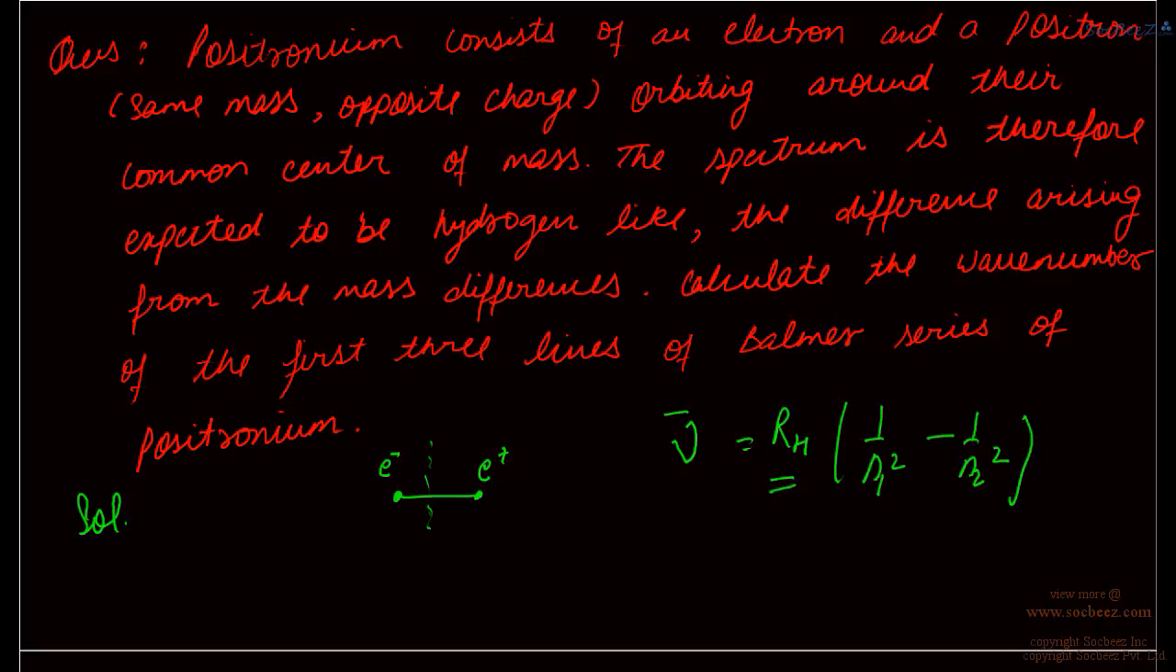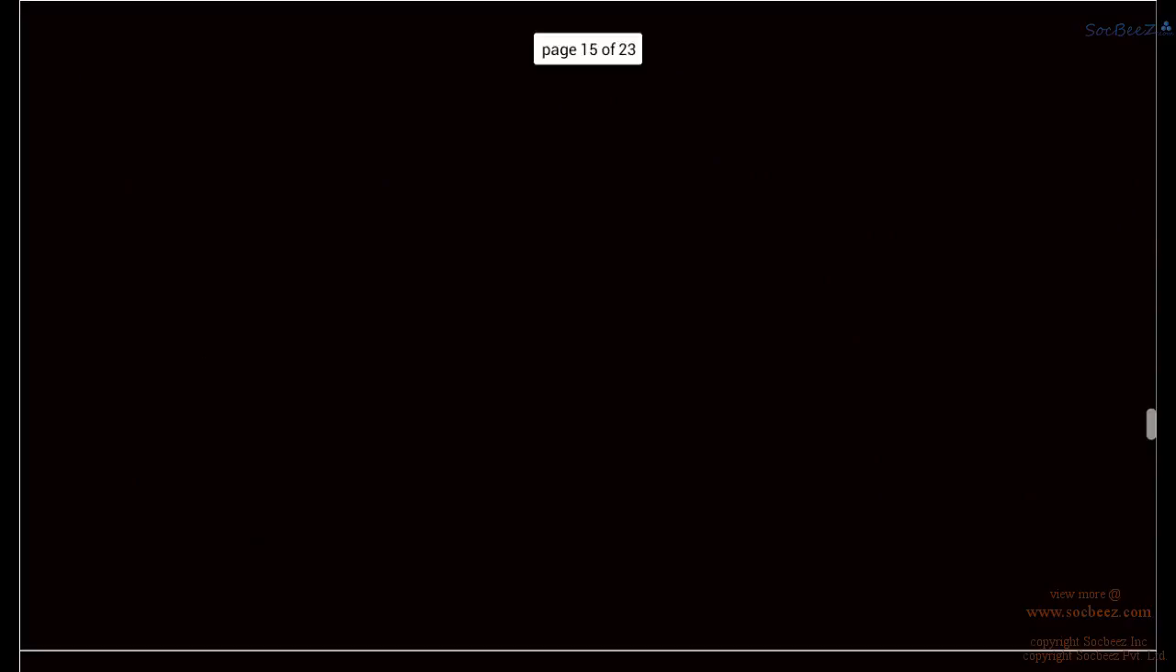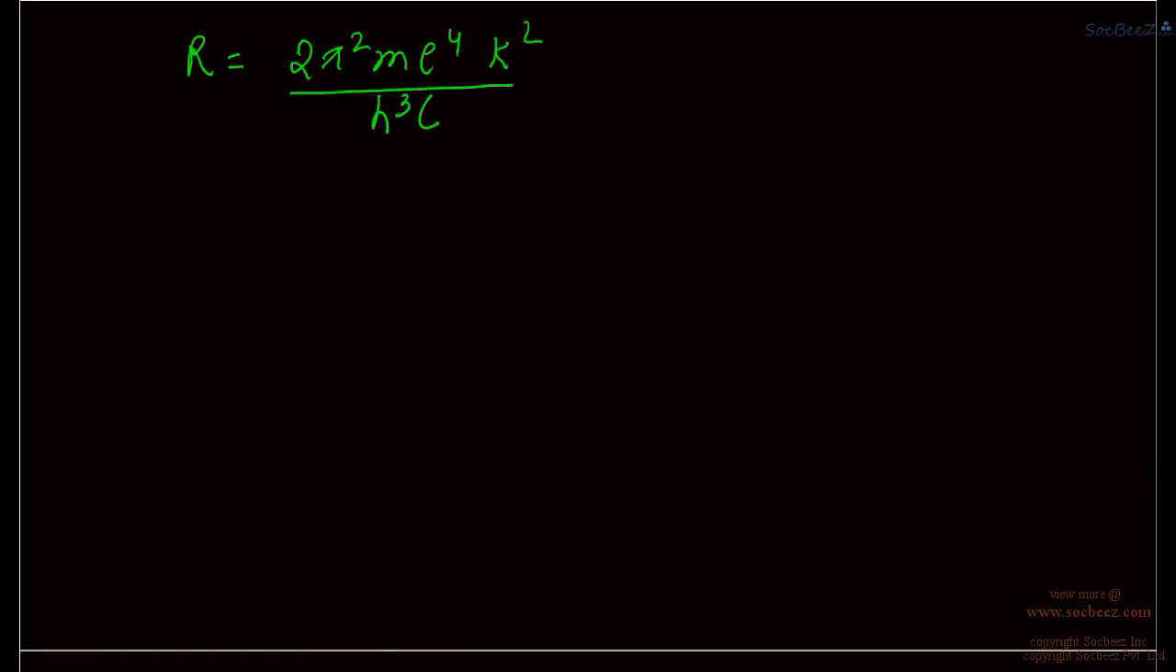We cannot apply this formula because in this case the value of R, that is the Rydberg constant, is given for hydrogen, that is a species with one electron. And since this is not that case, the value of R is not going to be the same. So we will go back, and since we know that R equals 2 pi square m e raised to the power 4 k square upon h cube c, we are going to apply this.